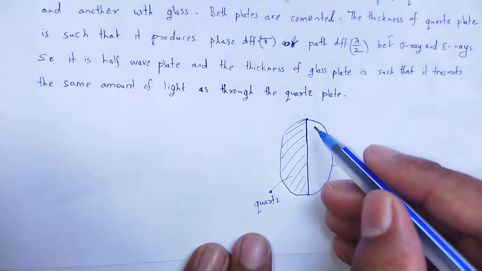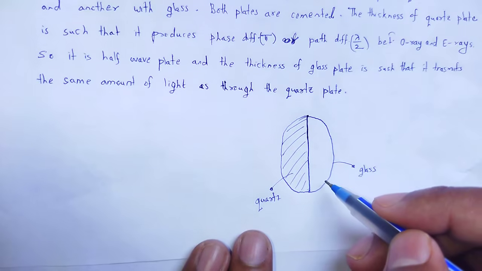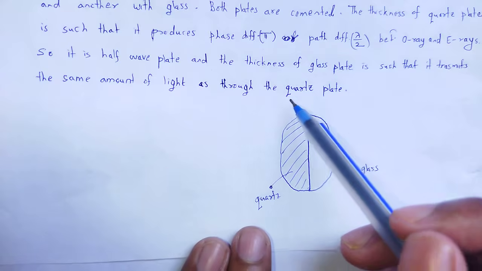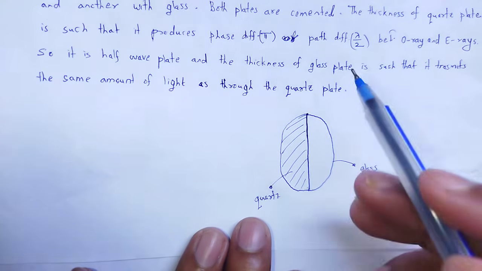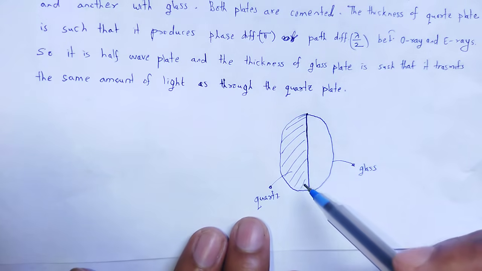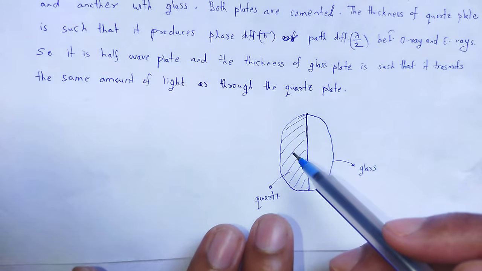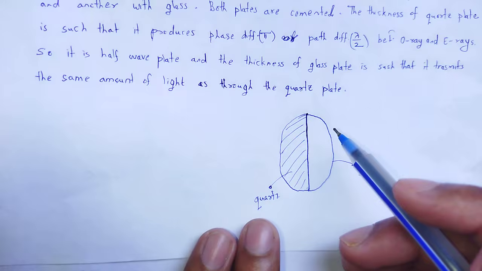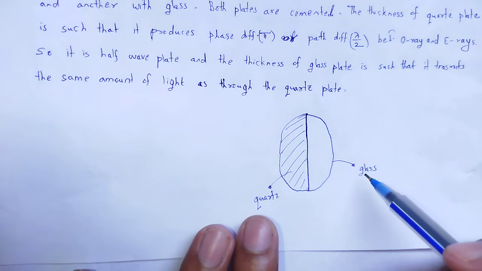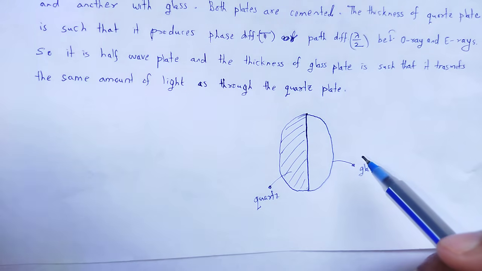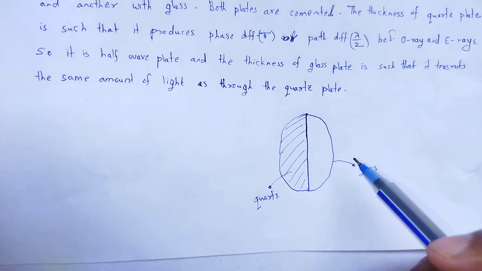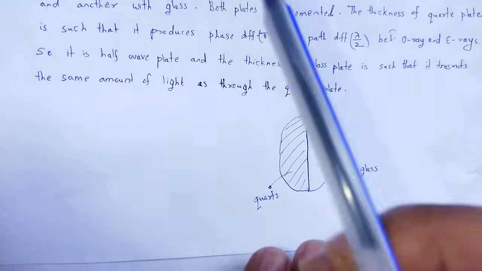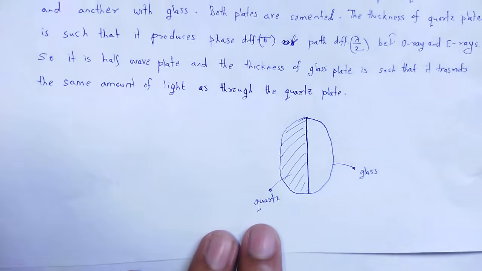And the thickness of the glass plate is such that it transmits the same amount of light as the quartz plate. With the amount of light transmitted from the quartz plate, the same amount of light is transmitted through the glass plate. So the thickness is chosen this way. So how do we use Laurent's half shade plate?